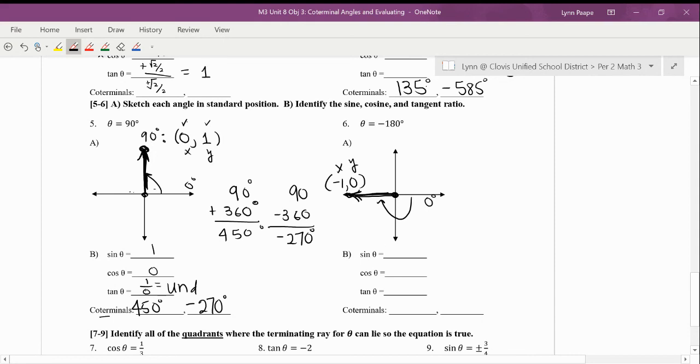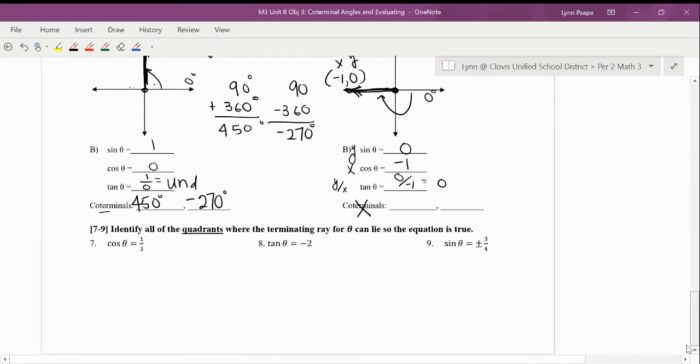So sine is the y value, so that would be 0. Cosine is the x value, and that would be negative 1. And then tangent is y divided by x, so the y value is 0, x was negative 1. So 0 divided by negative 1 is 0. And then we don't need to do another coterminal. Okay, so now we truly are at the end here.